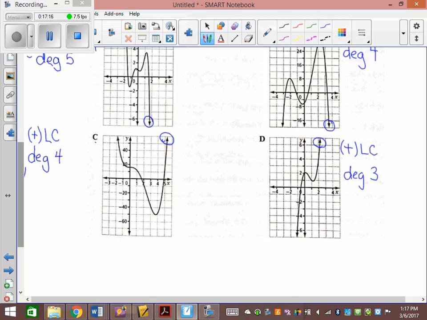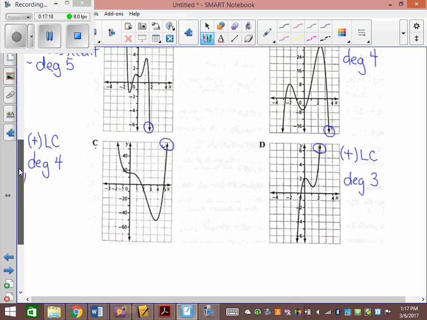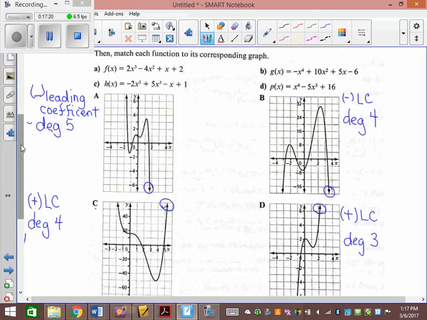And remember, our constants, if it's in standard form, are our y-intercepts. So this one looks like we're going to have a y-intercept of 1. This one looks like a y-intercept of like 8, maybe. This one looks like a y-intercept of maybe -6. And this one looks like possibly a y-intercept of 2, right? So that'll help us as well.